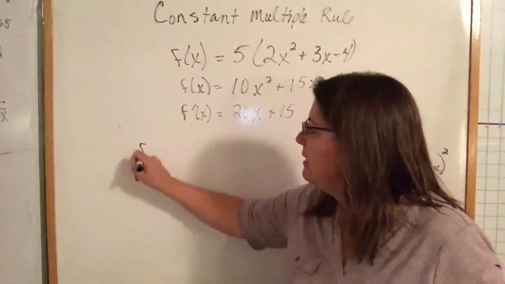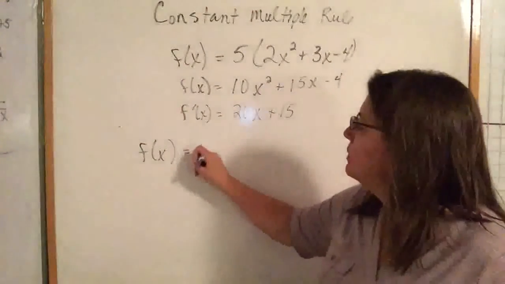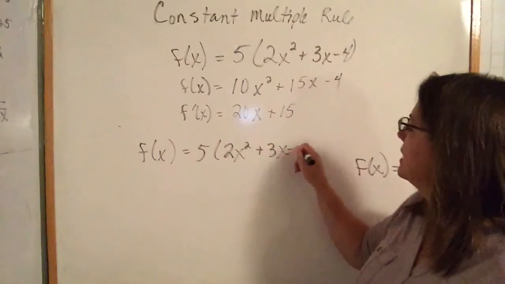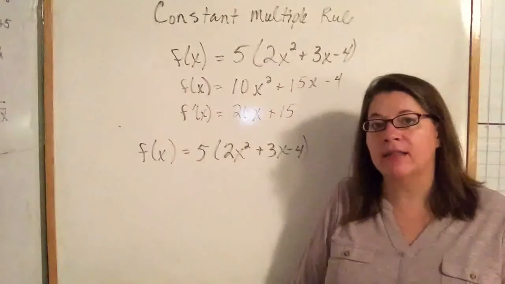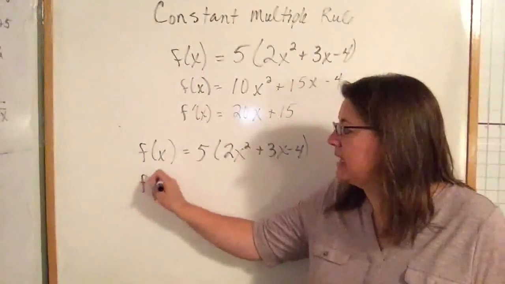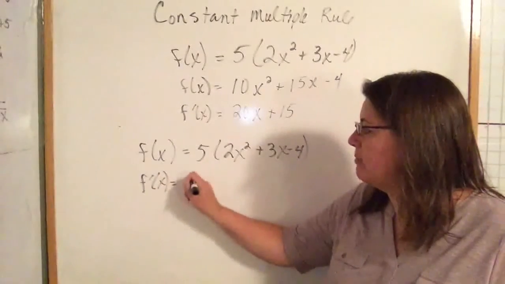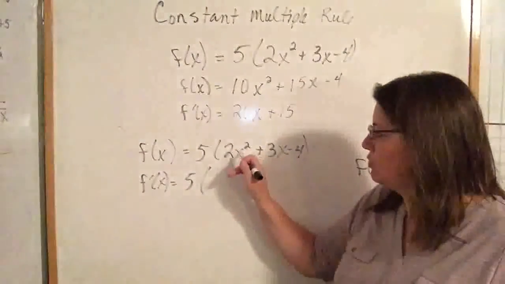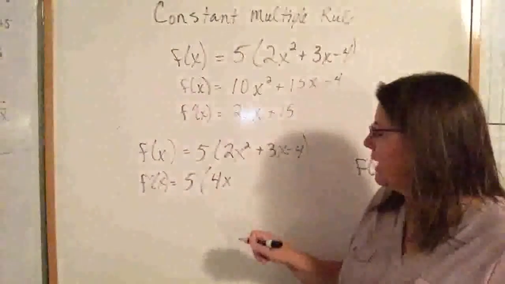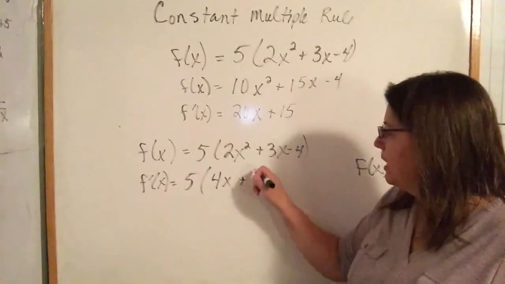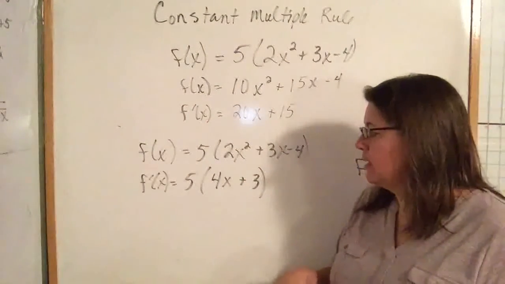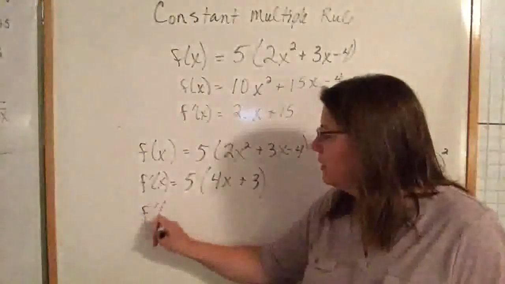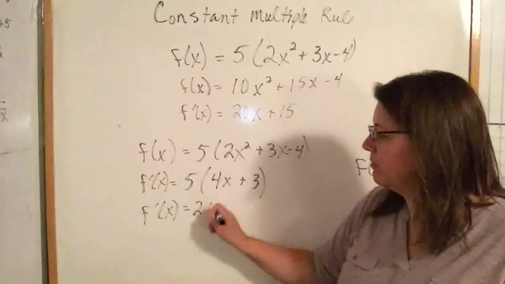What if I had had the original and I didn't want to distribute first? I wanted to take the derivative of what's on the inside and just multiply it by that constant at the end. Well, if I take the derivative, I'm just going to keep the 5, and then I'm going to take the derivative of the function part. So 2 times 2 is 4, so that'll be a 4x plus 3, and then the 4 drops out because it's a 0. If I then distribute the 5, I should still get the same answer.